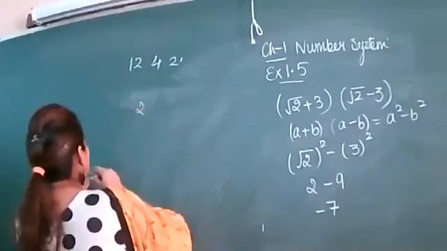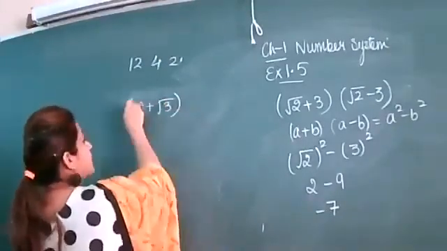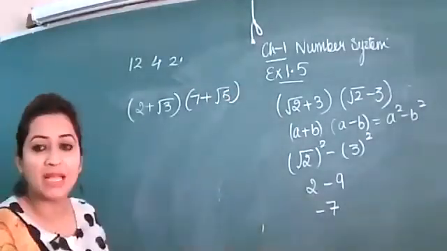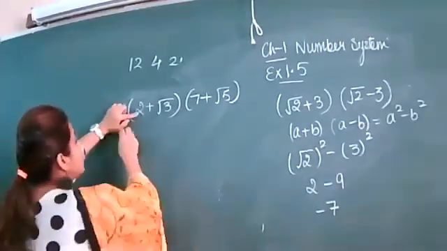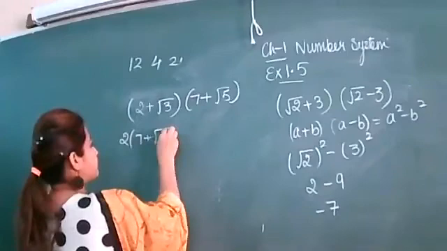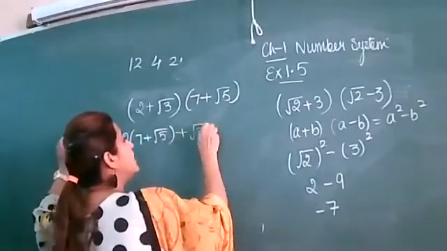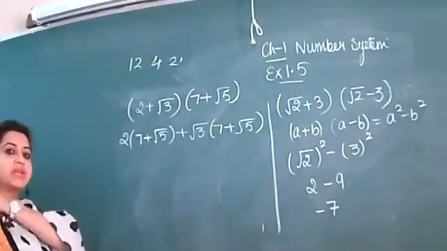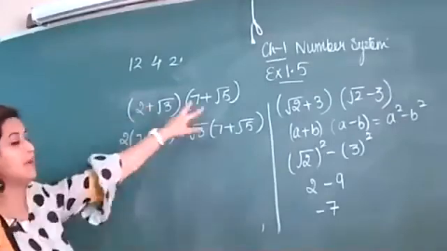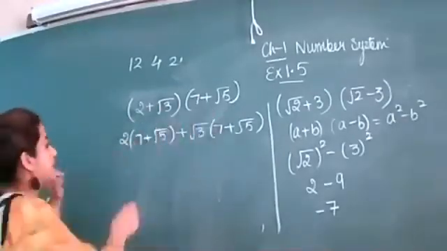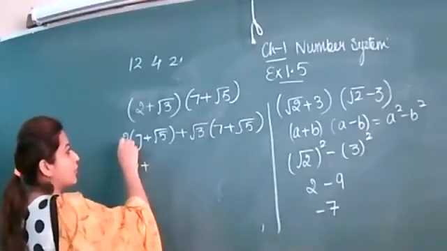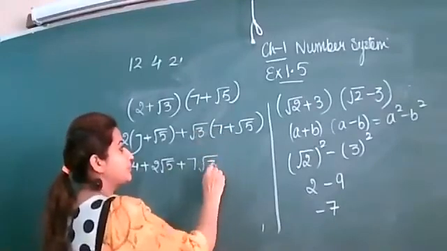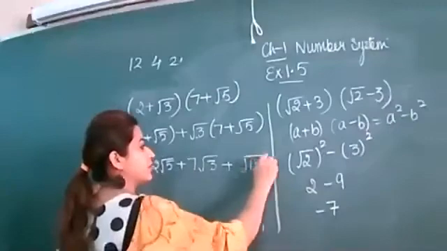Let's see one more example. 2 plus root 3 into 7 plus root 5. We cannot apply the formula here. So you will simply multiply 2 with this bracket and root 3 with this complete bracket. Hope it is clear to you all. I have just opened the bracket. 2 will be multiplied with the second bracket, then root 3 with the second bracket. Multiply this, 2 sevens are 14, 2 into root 5 is 2 root 5, 7 into root 3 is 7 root 3, and the next one is root 15.